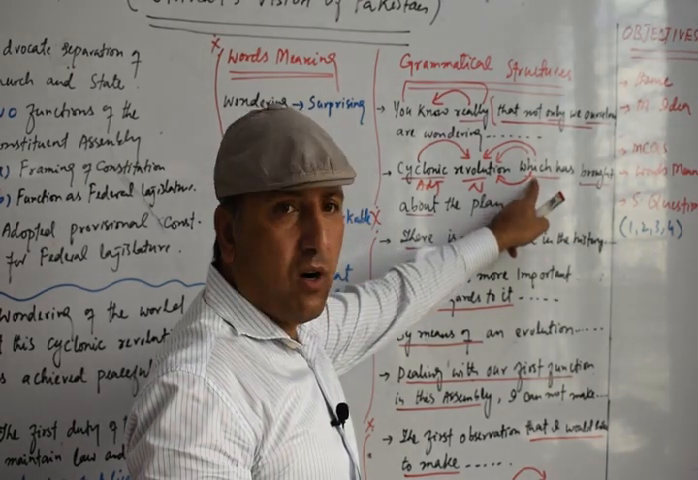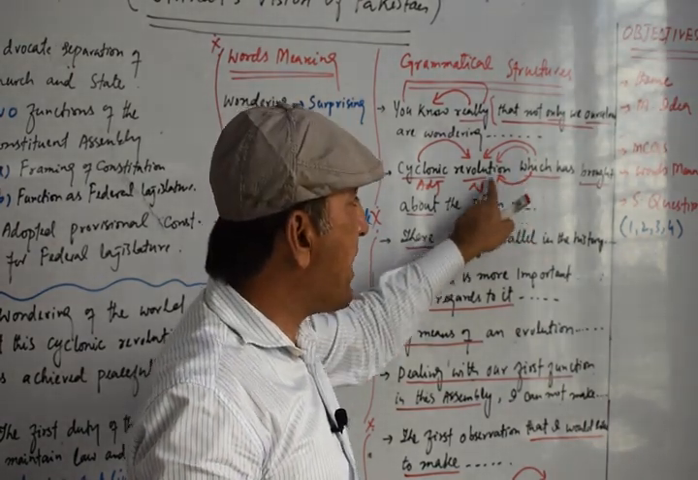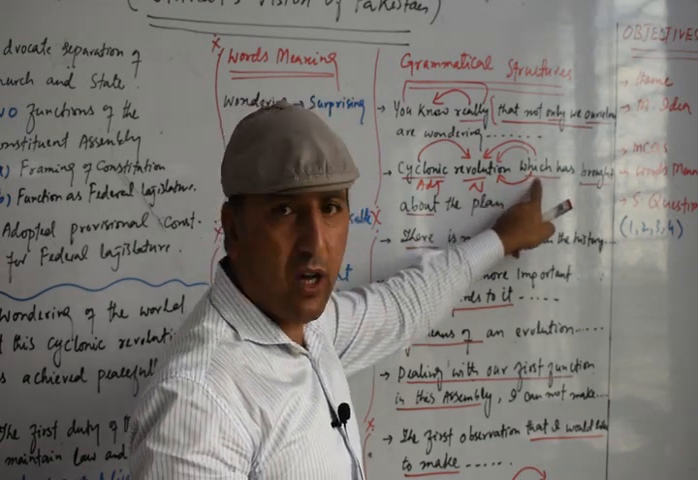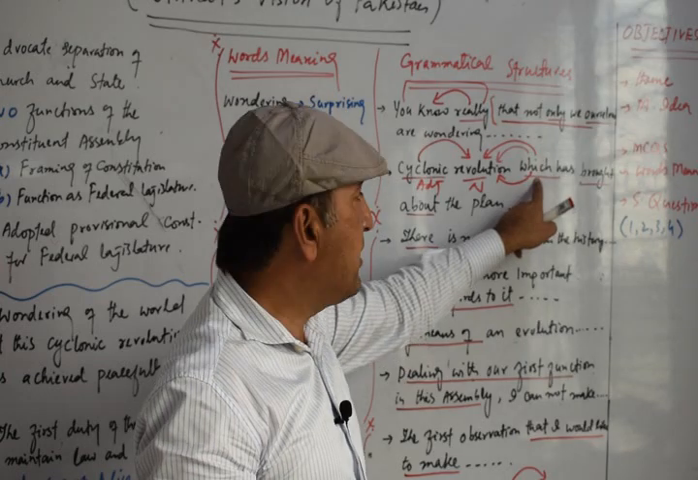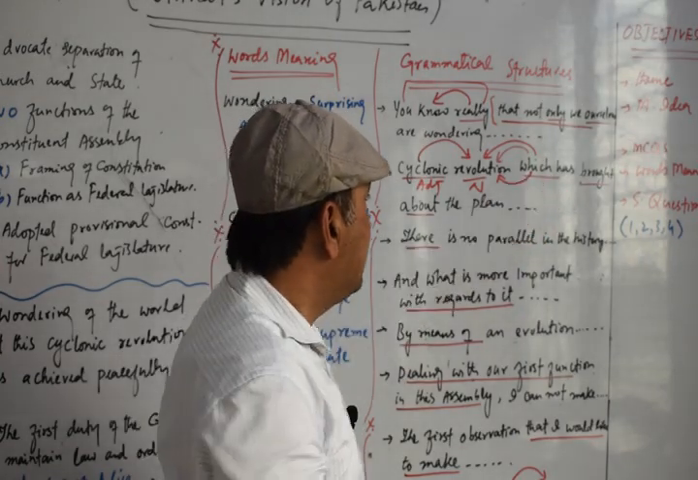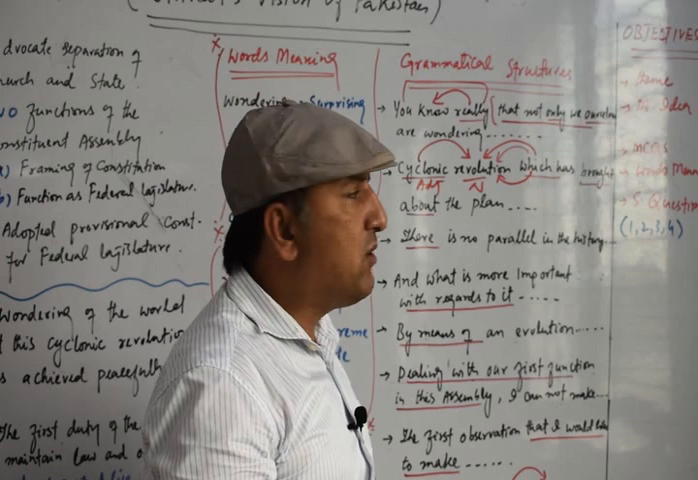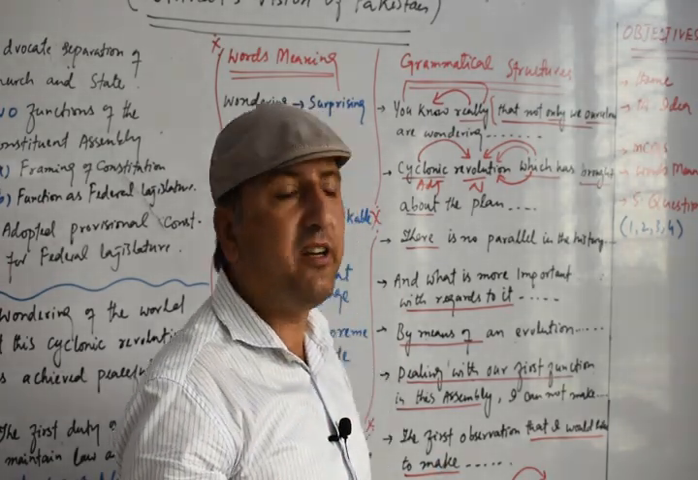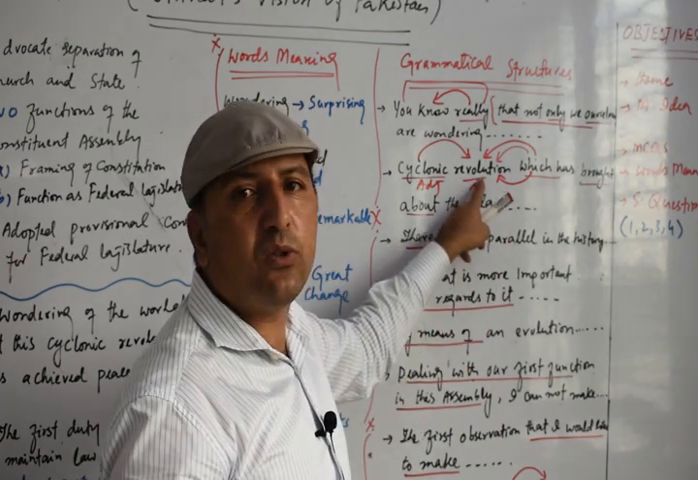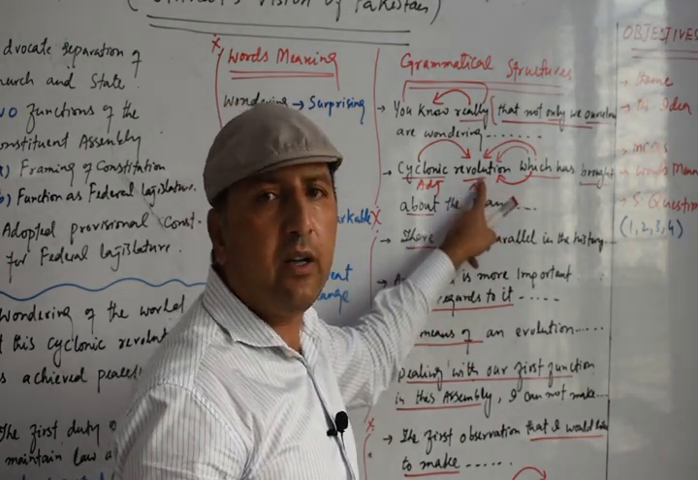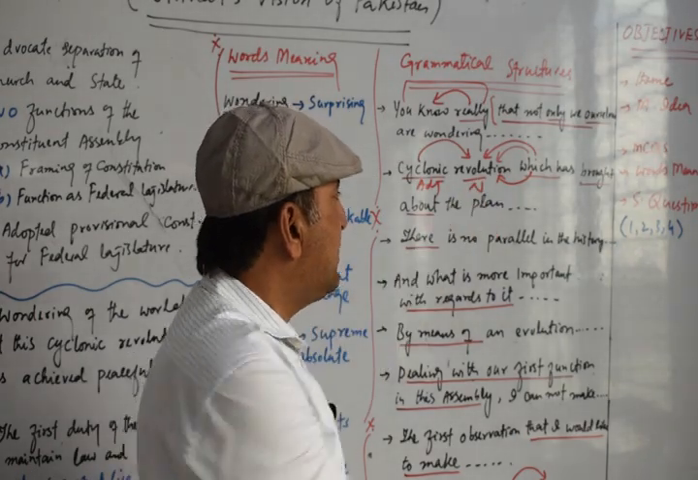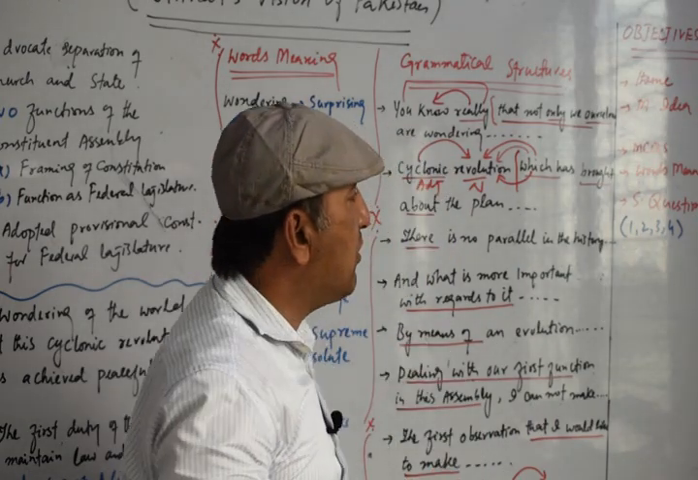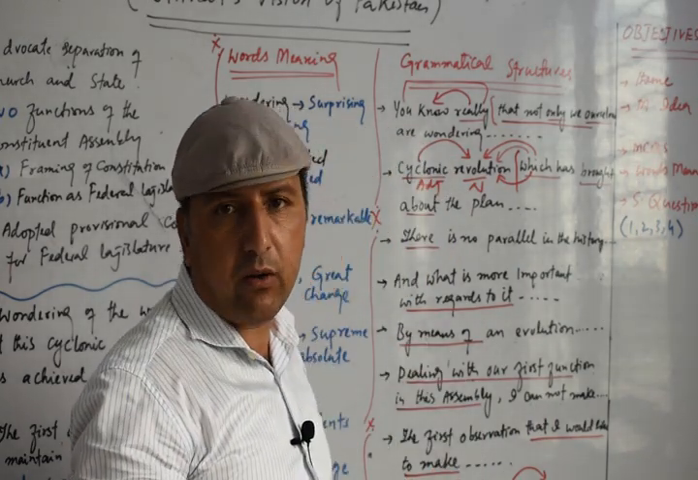So any word which relates, which describes, which replaces a noun, we call it a relative pronoun. So this which is a relative pronoun because it relates, it describes a noun which has been discussed before, and this noun is known as the antecedent. We call it an antecedent. So this is a relative pronoun, and this clause which starts from the relative pronoun, we call it a subordinate clause.